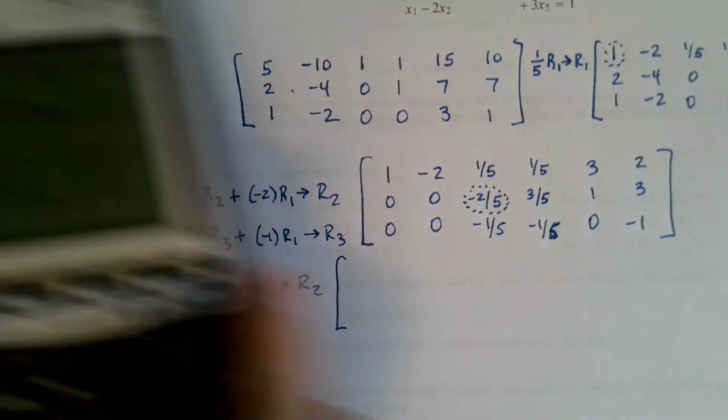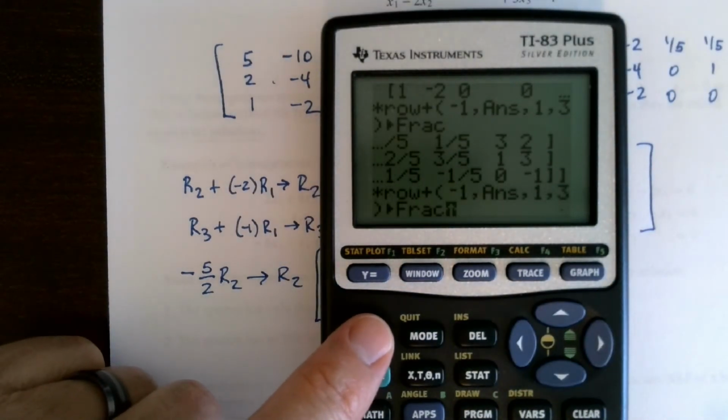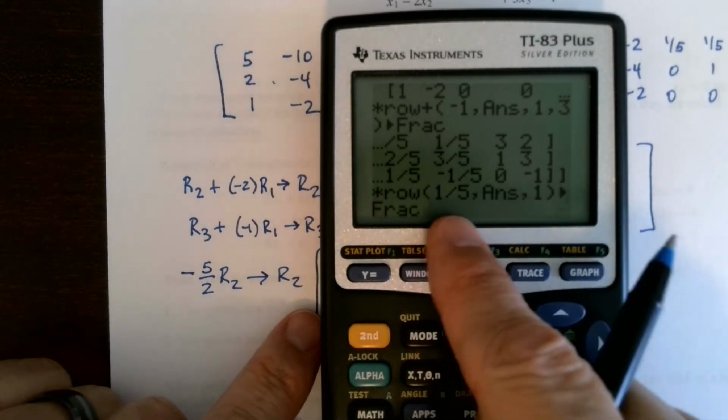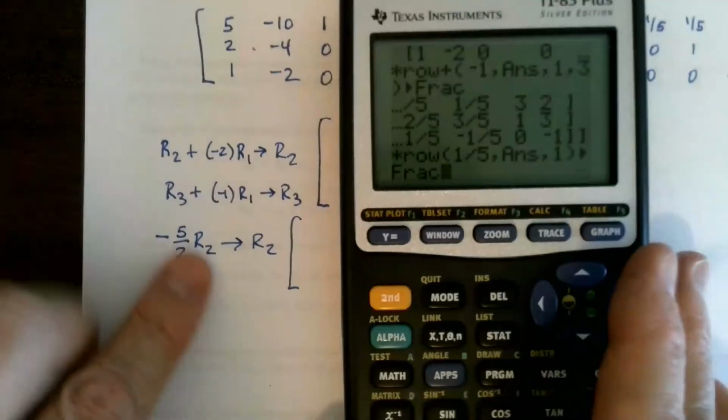Okay. So let's go into the calculator to do that. I'm going to do second entry 3 times to get back to where I multiplied by a row. Remember, this is the first time when I multiplied row 1 at the very beginning by 1/5. I'm just going to edit that now.